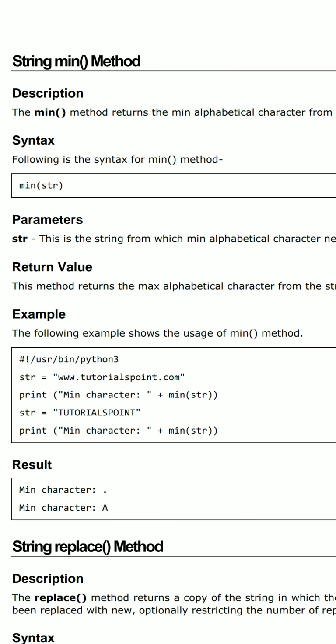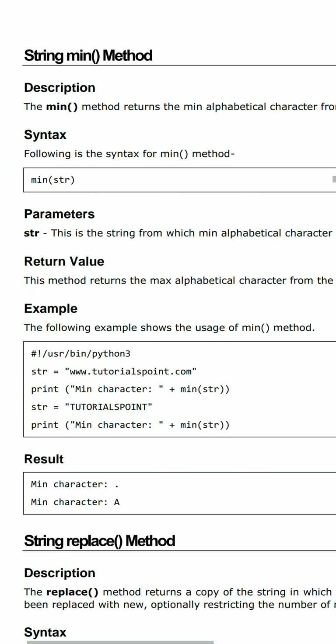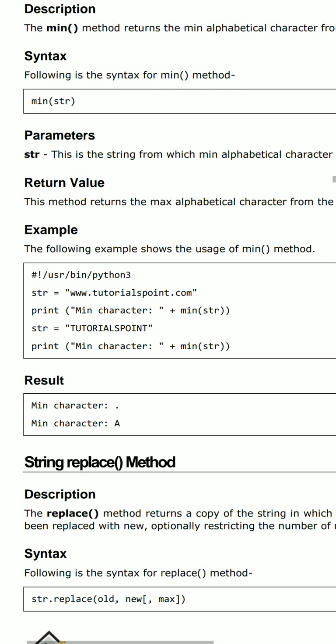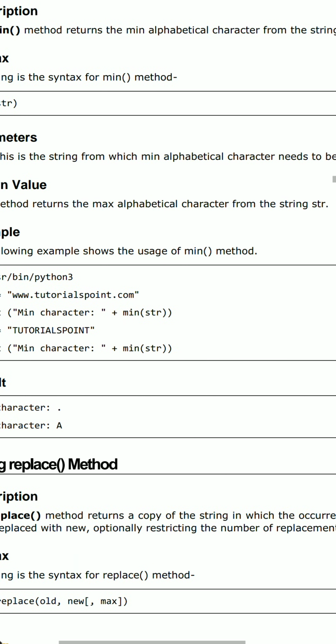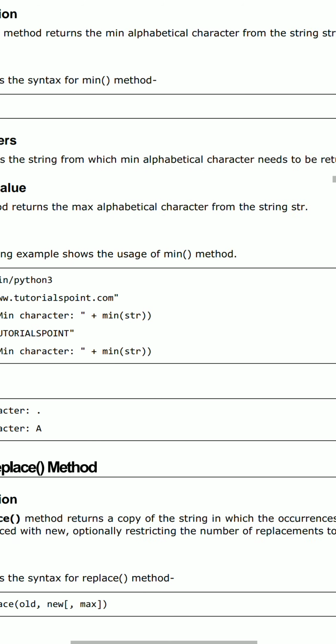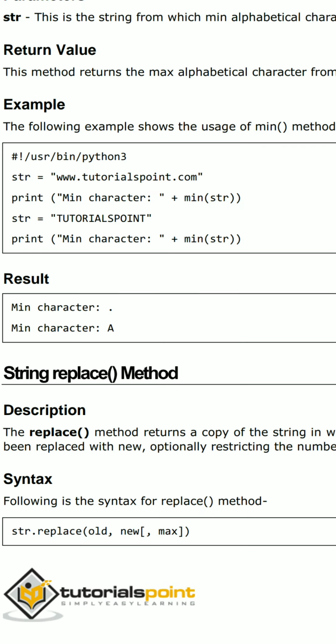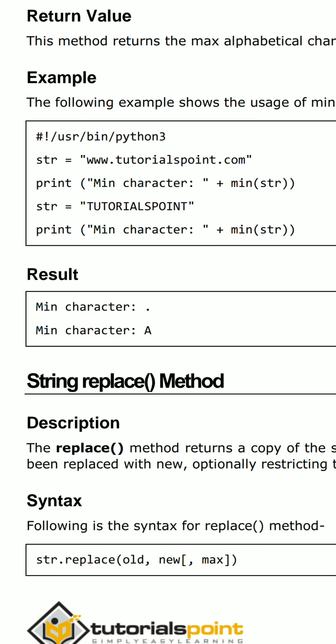And this is totally the reverse of the maximum method, that is, the minimum method. It returns the minimum alphabetical character, and the syntax is also the same as max. Here max is replaced by min of str, and str means the string from which the minimal alphabetical character needs to be returned, and it returns the minimum character.